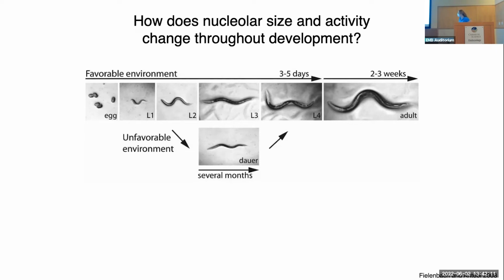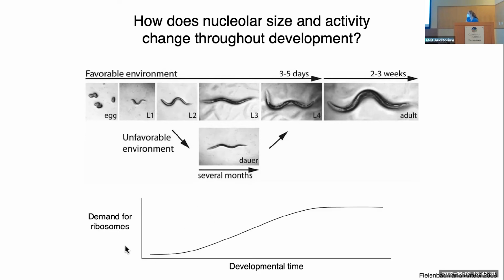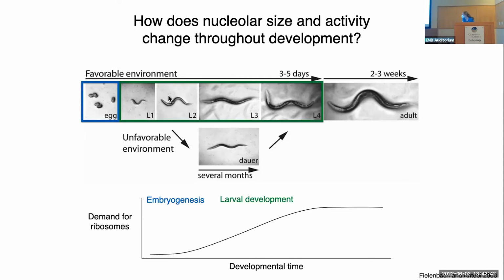So what we've been doing a lot in my lab is trying to develop the tools to look in post-embryonic development. If we think about the C. elegans life cycle, at different times it has a different demand for ribosomes. In the embryo, it's got a lot of ribosomes from mom, so it doesn't really need to make its own. But once it hatches, during larval development, it has to crank this up because it's going to grow exponentially, and it's got to make ribosomes.